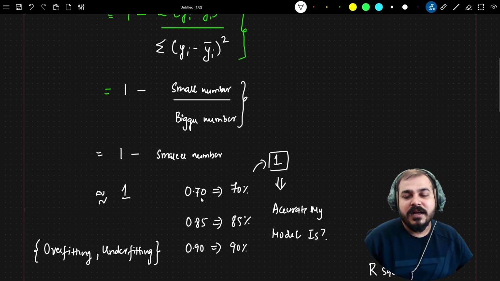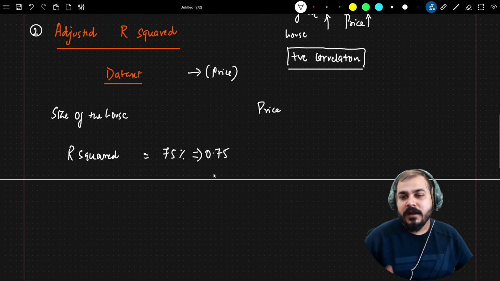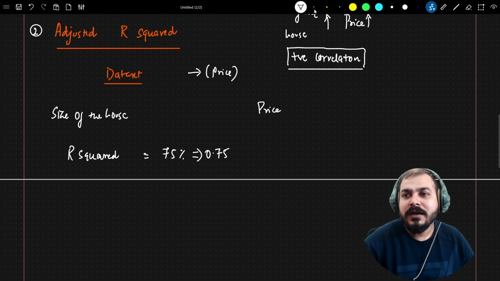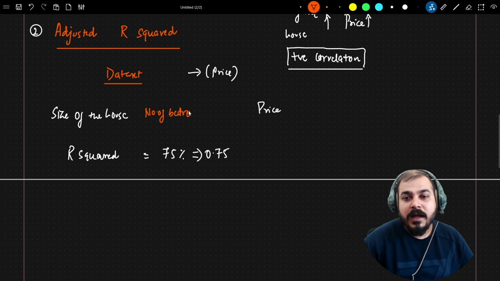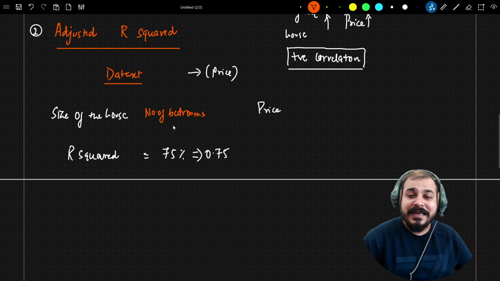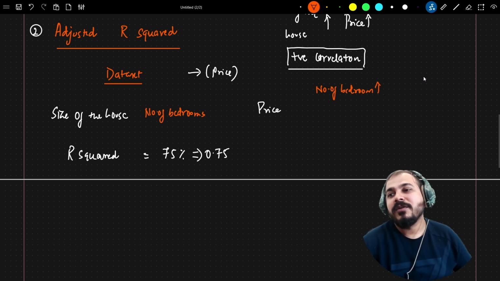Okay. Let's say with the help of this same formula that we have used over here, we got 0.75. Now, let's say I included one more feature. After the size of the house, I added the number of bedrooms. You know that as the number of bedrooms increases, the price is also going to increase. This is just domain knowledge. When the number of bedrooms increases, my price is also going to increase.